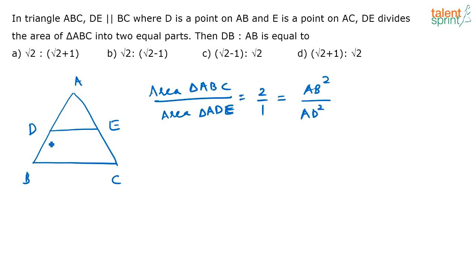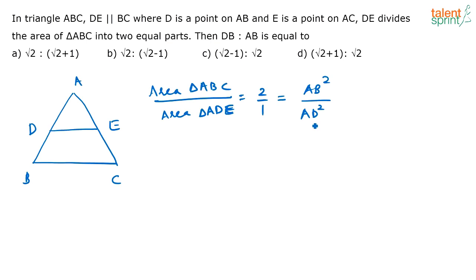Correct. Or what can I say about the area of ABC by ADE? It is nothing but x by x by 2, that is equal to 2. See, area of this full triangle is equal to twice the area of this small triangle. This line DE divides this big triangle into two equal halves, correct. So what does that mean? This whole triangle's area is going to be twice the area of this small triangle. That's how I take it as 2 by 1. Okay. Now you know this is equal to AB squared by AD squared, correct.